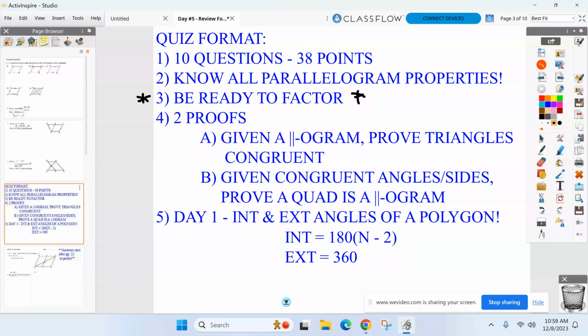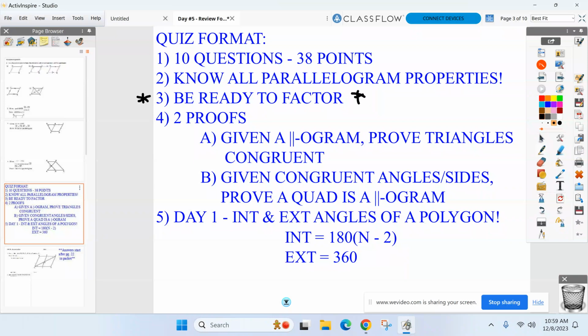And then, again, I've been telling you guys this day after day. Don't forget day 1. I know we've done a lot of things with parallelograms, but don't forget day 1 with the interior and exterior angles of a polygon. Do not forget those. So there's your quiz on Monday. I want to go over 2 things real quick.